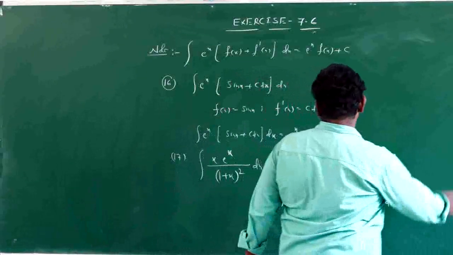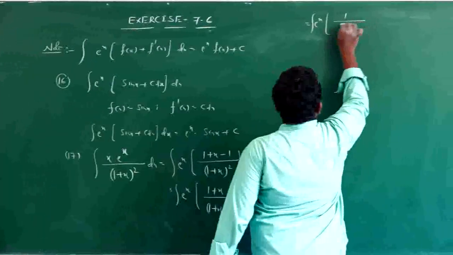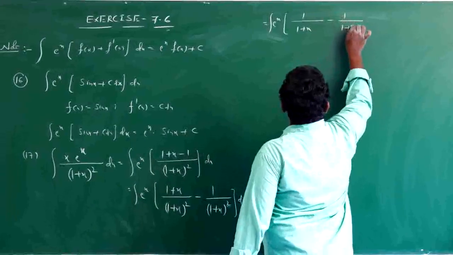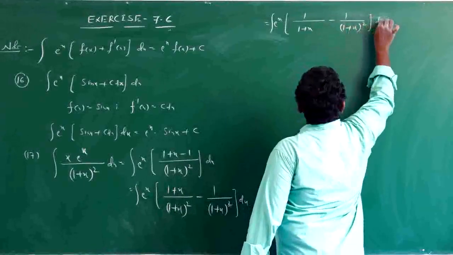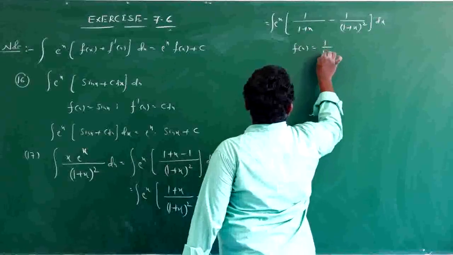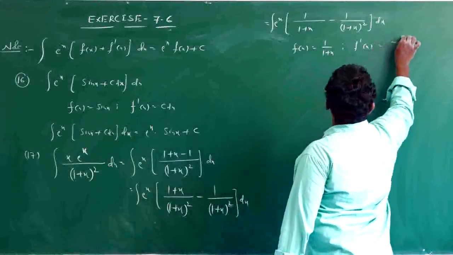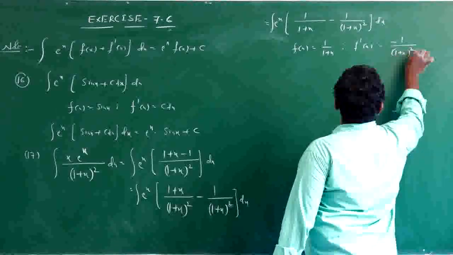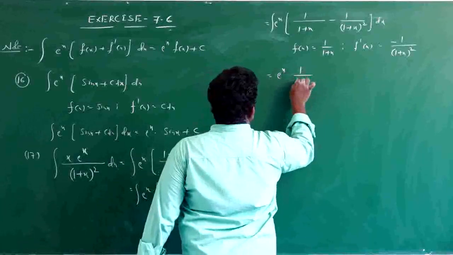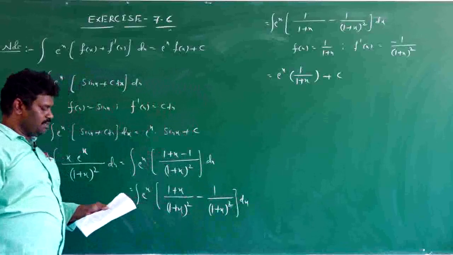Now for the first one, what we have done here: the integral of e^x into (1/(1+x) − 1/(1+x)^2) dx. Now if we take f(x) = 1/(1+x), then f'(x) = −1/(1+x)^2. So the answer is e^x into f(x), that is, e^x into 1/(1+x) + c.